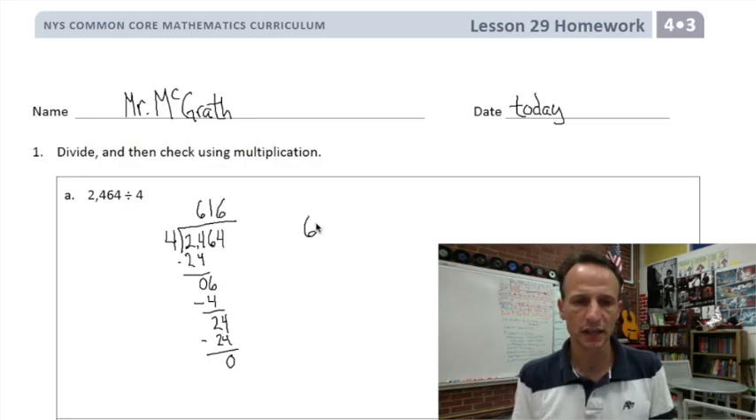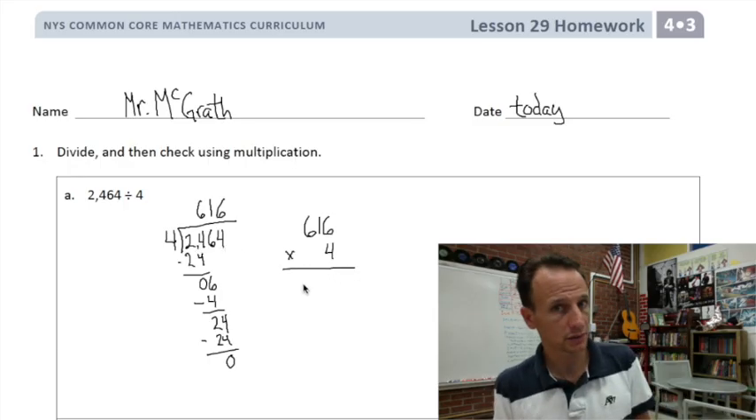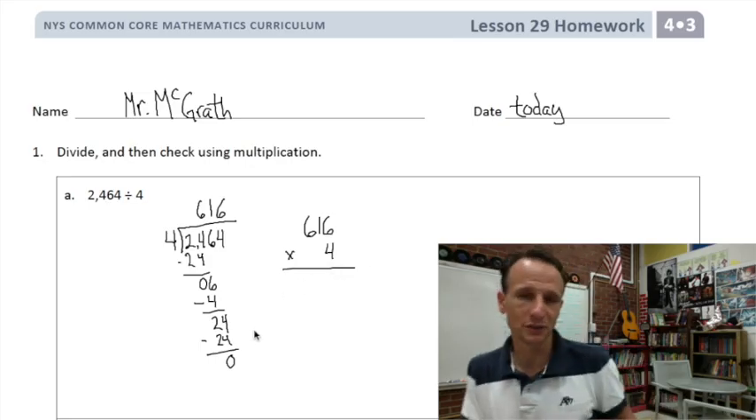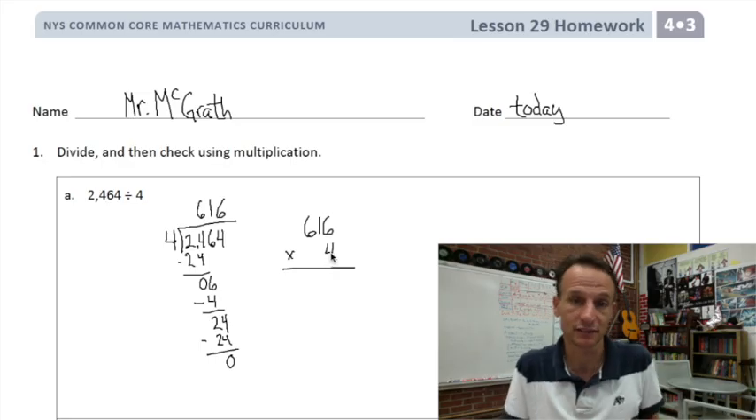And then using multiplication to check, we take our quotient, 616, multiply it by 4, and we should get our dividend. And you don't just go and write that, as I've said to you many times now. You actually do the multiplication to see if you made a mistake. Who knows, maybe I made a mistake. I make mistakes. All right, let's do it.